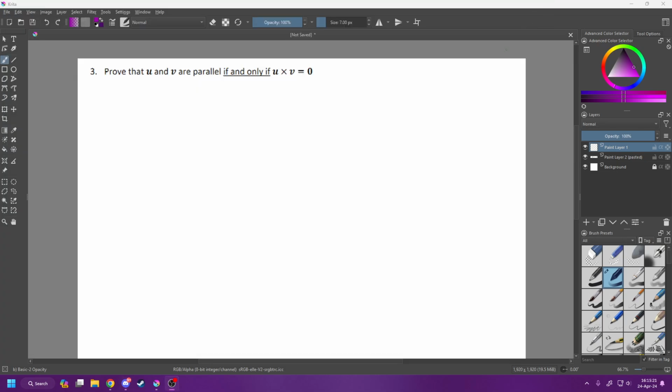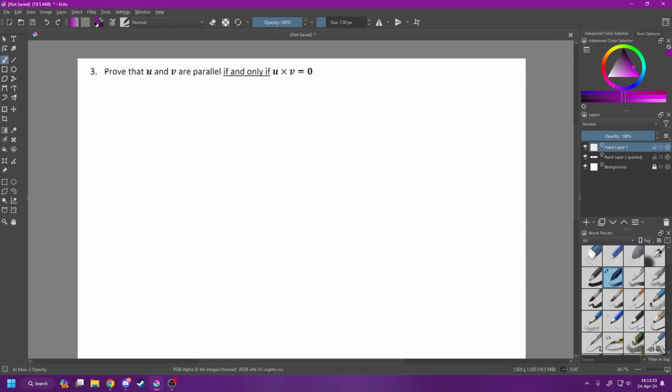So let's prove that u and v are parallel vectors if and only if u cross product vector v is equal to 0.